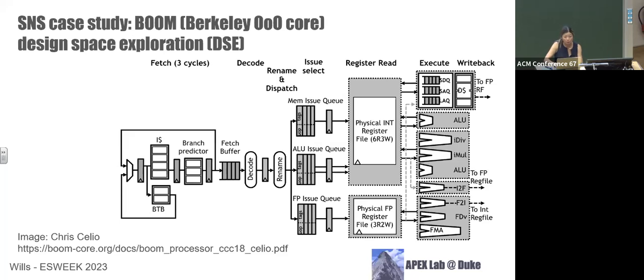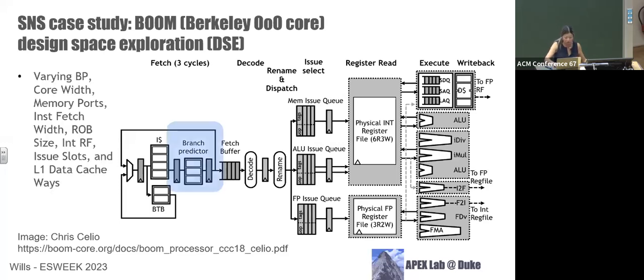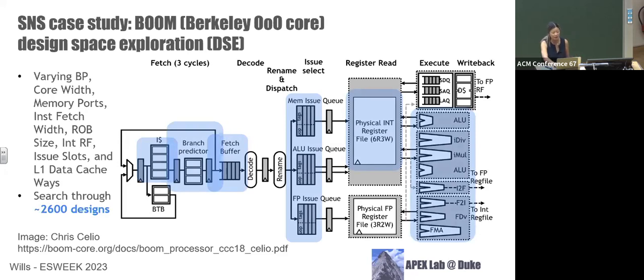Synthesizing a typical BOOM core takes around 2.5 hours on a 16-core Xeon server. So we vary these microarchitecture parameters, such as the branch predictor type, the core width, the memory ports, instruction fetch width, physical integer register file, ROB size, issue slots, L1D cache, data cache ways, and such. And we searched through around 2,600 designs to find Pareto designs.